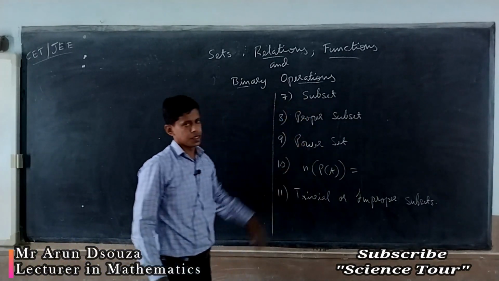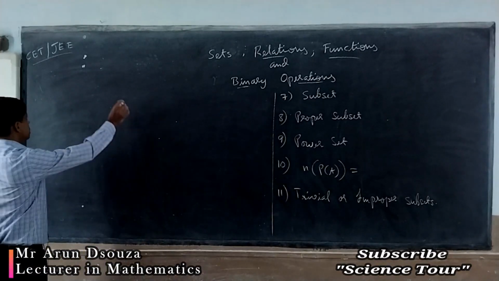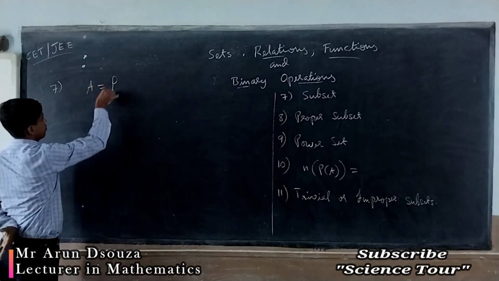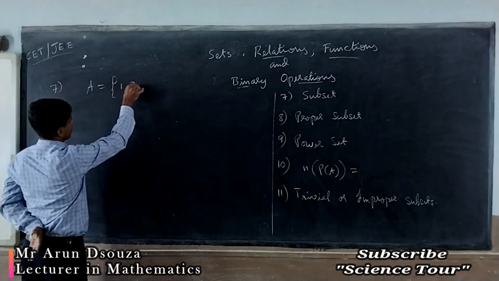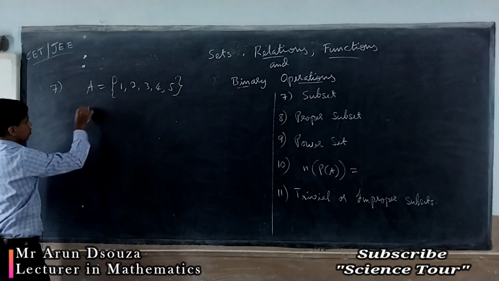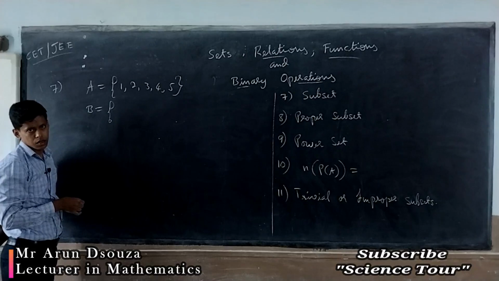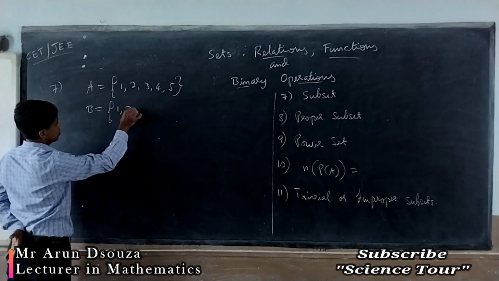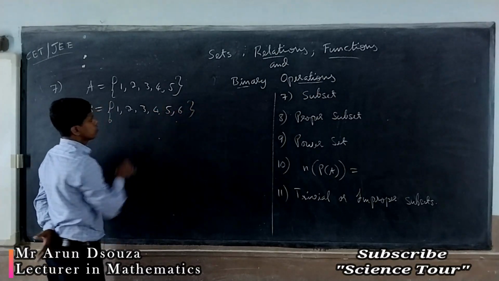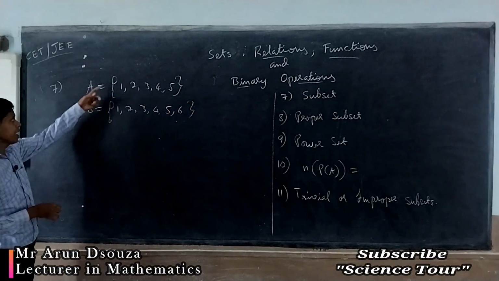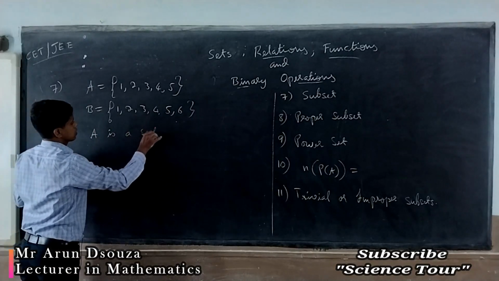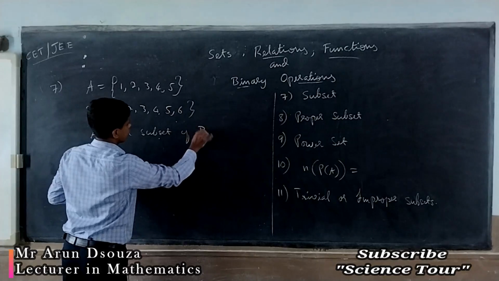Well, you have a subset. Now, what is a subset? Understand, you have A = {1, 2, 3, 4, 5}. Now, the set B is {1, 2, 3, 4, 5, 6}. Can you tell me which is a subset of which one? A is a subset of B. I am saying A is a subset of B.